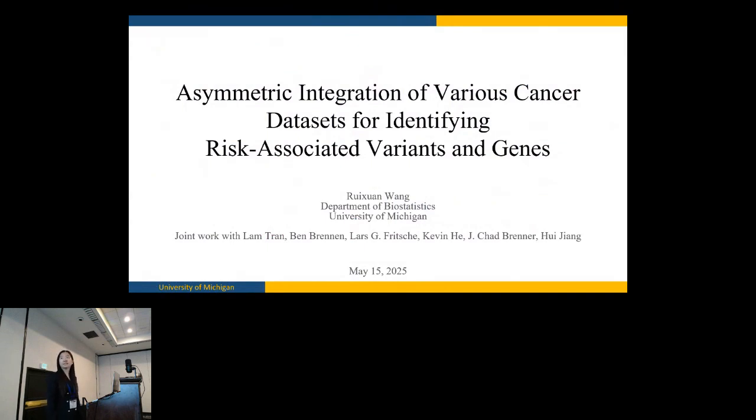Today my topic is asymmetric integration of various cancer data sets for identifying risk-associated variants in genes.